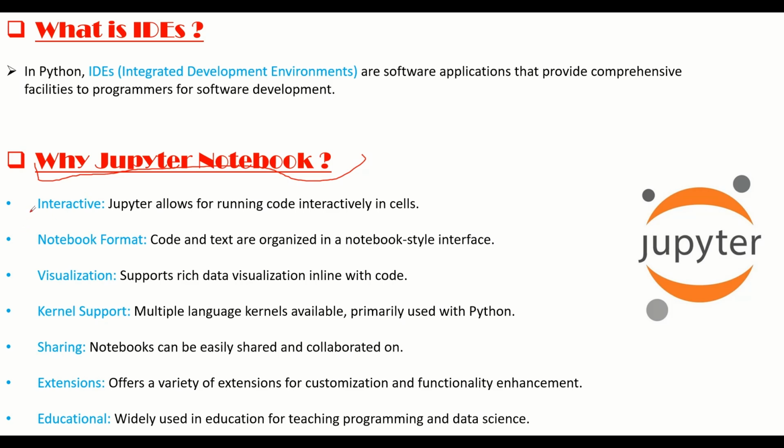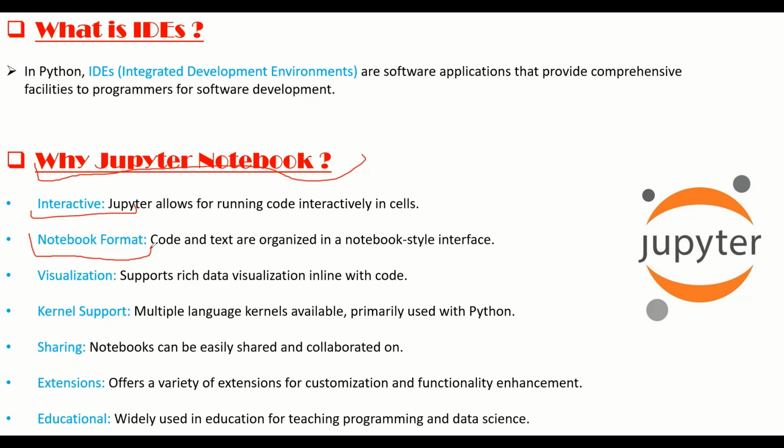Because of interactivity, Jupyter allows for running code interactively in cells. Jupyter provides an interactive computing environment where code can be executed in cells. This allows users to run individual code blocks (cells) independently, making it easy to test and iterate code snippets. Additionally, the interactive nature of Jupyter promotes an exploratory programming style, enabling users to experiment with data and algorithms in real time.